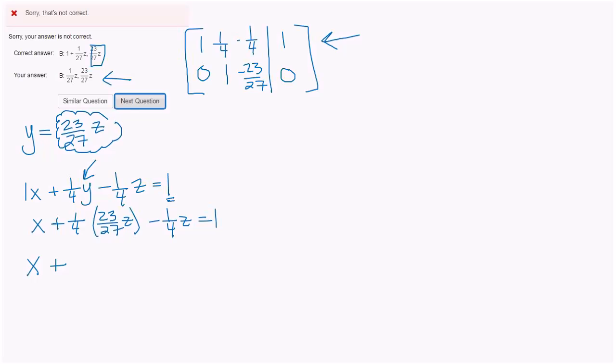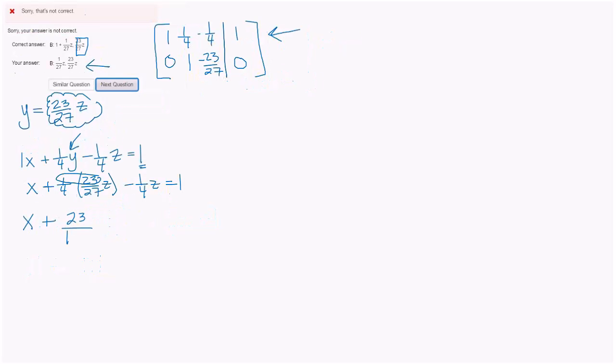And then 23 times 1 is 23. And 4 times 27, I believe, is 108. Yes. 108z. Subtract 1/4 z equals 1. I have a feeling that I forgot the 1 here when we reduced it, and that's where the 1 is coming from up here, TJ, but I'm just going to follow through to make sure that that's what's going on, because we're solving for x.